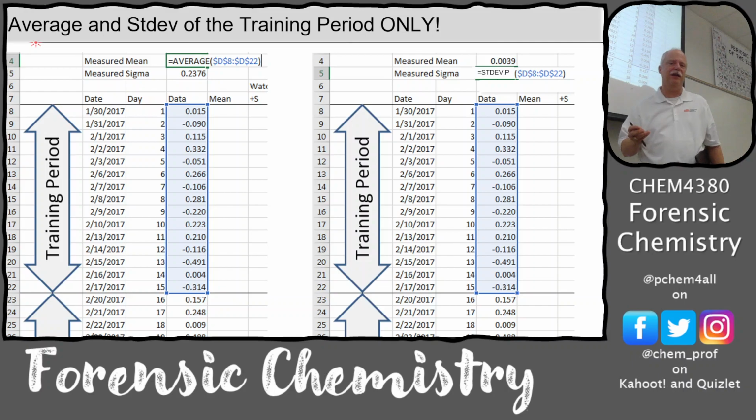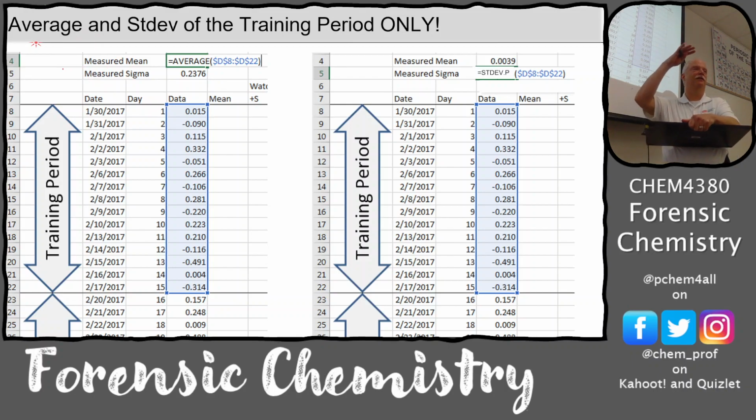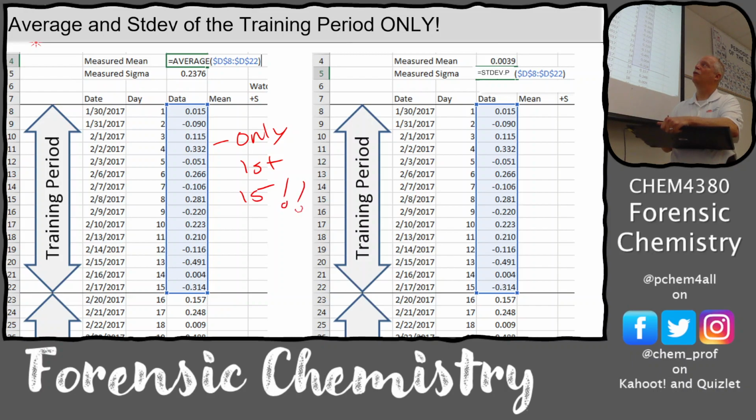Okay, once you have all your data put together, this is the way we're going to set up our spreadsheet. So, a nice vertical table. You've got some information up here about what you're collecting. Go ahead and give yourself a few more rows, like scoot it down some more, and do the measured mean. So the average of the first 15 days only. So only the training period.